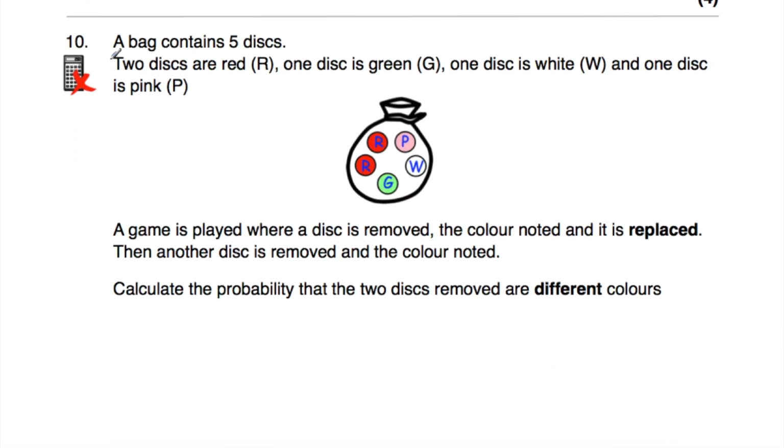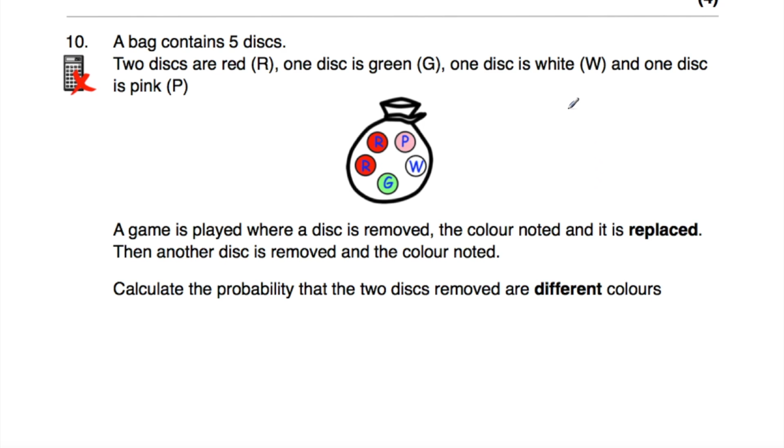Okay, let's look at our next question, question number 10. We've got a bag with 5 discs. We've got a red disc, a green disc, a white disc, and a pink disc. So there's 2 red, 1 green, 1 white, and 1 pink. And the game's played where a disc is removed, the colour is noted, and then it's replaced, so it's put back in, and then another disc is taken out. And then the question says, calculate the probability that the discs removed are different colours.